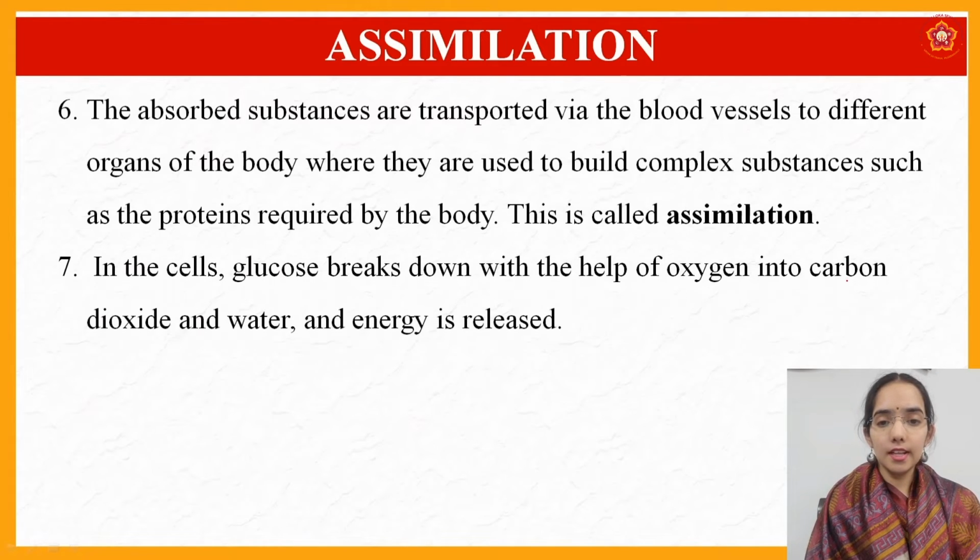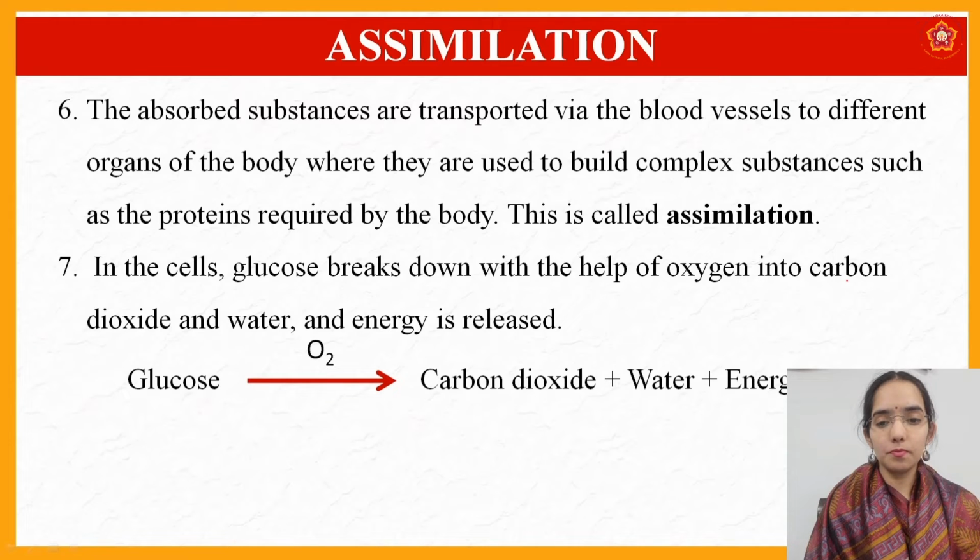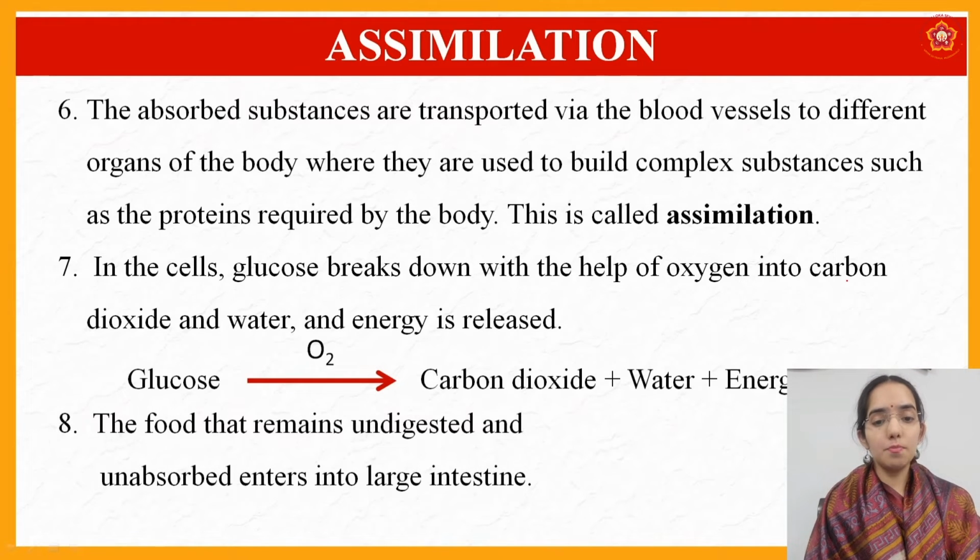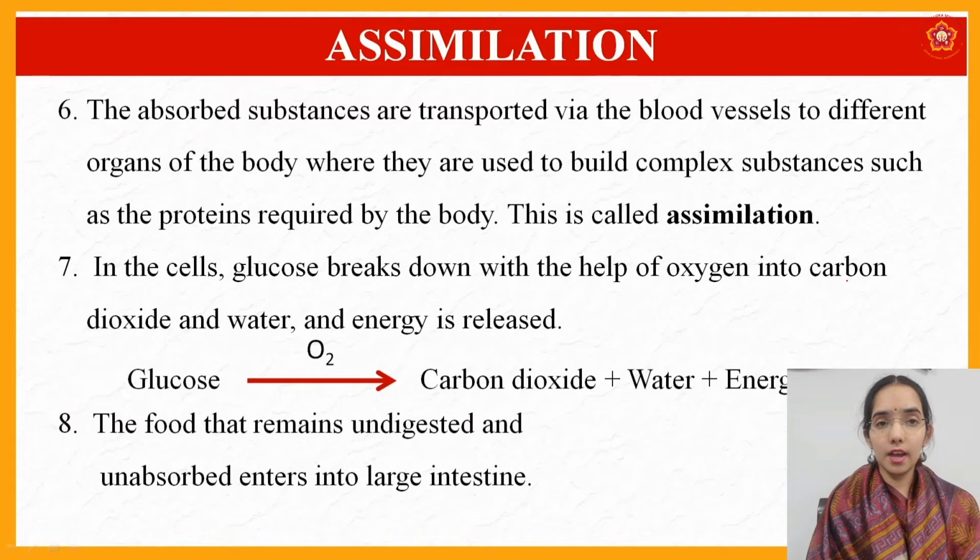Then in the cells, glucose breaks down with the help of oxygen into carbon dioxide, water, and energy is released. So you can see in this equation, glucose in the presence of oxygen produces carbon dioxide, water, and energy. The food that remains undigested and unabsorbed now enters into the large intestine.